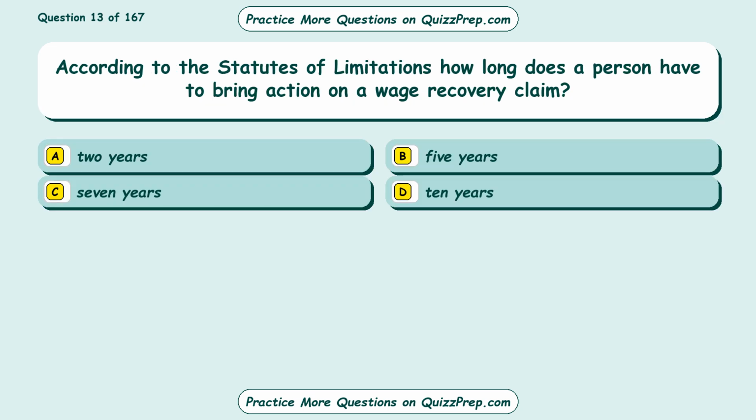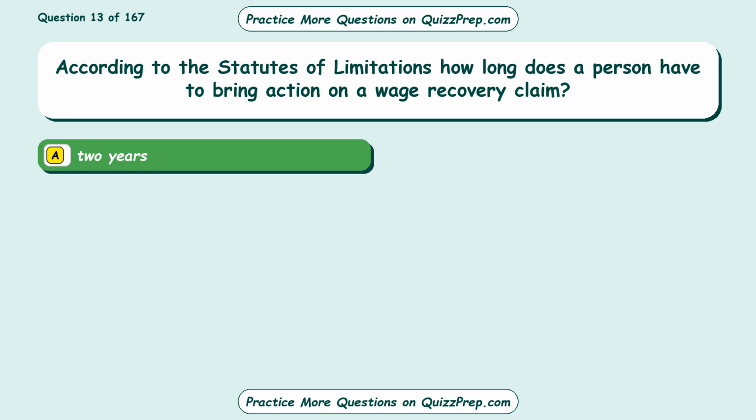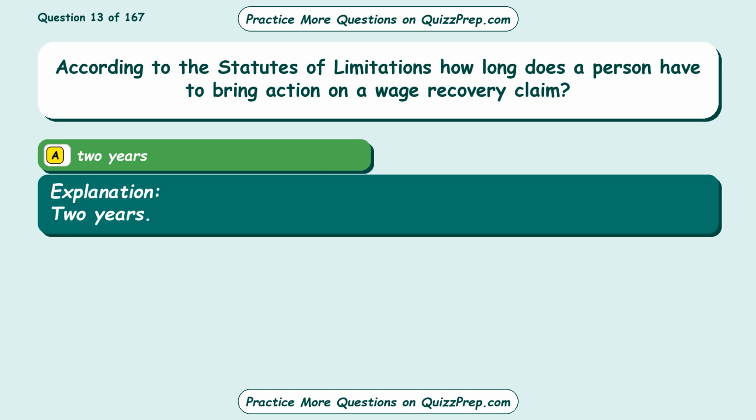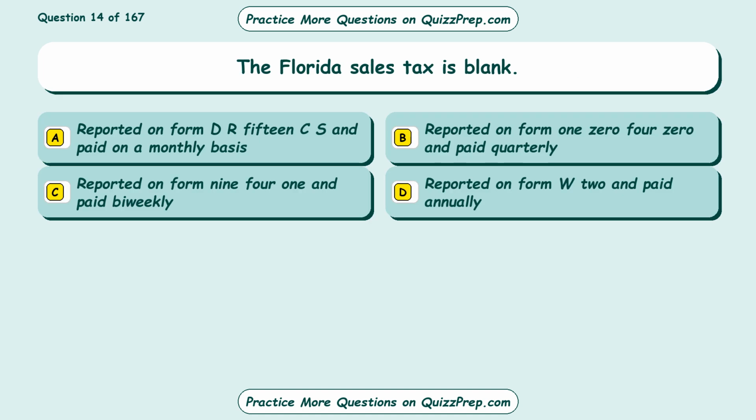Question 13. According to the statutes of limitations, how long does a person have to bring action on a wage recovery claim? Option A, 2 years. Option B, 5 years. Option C, 7 years. Option D, 10 years. The correct answer is option A, 2 years.